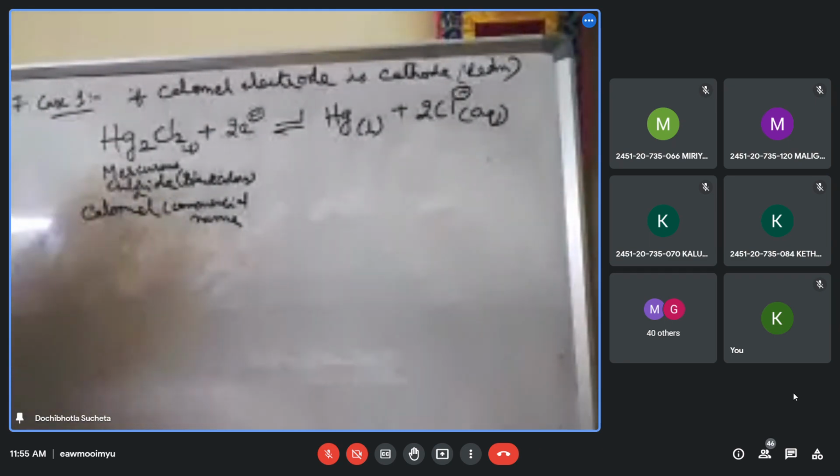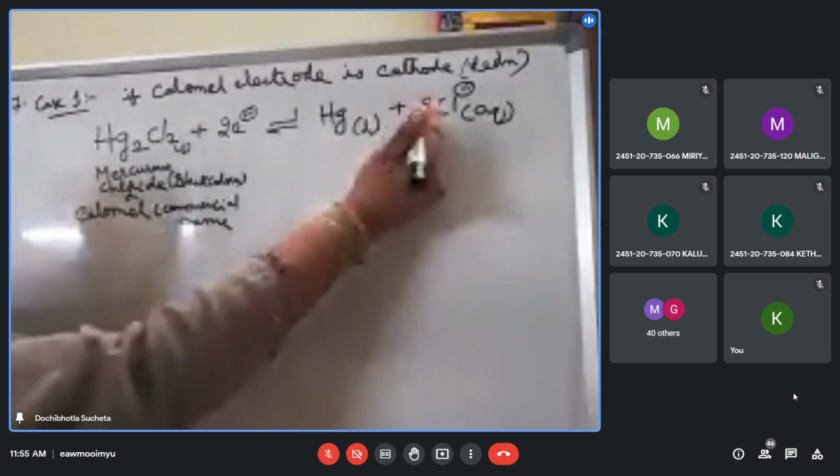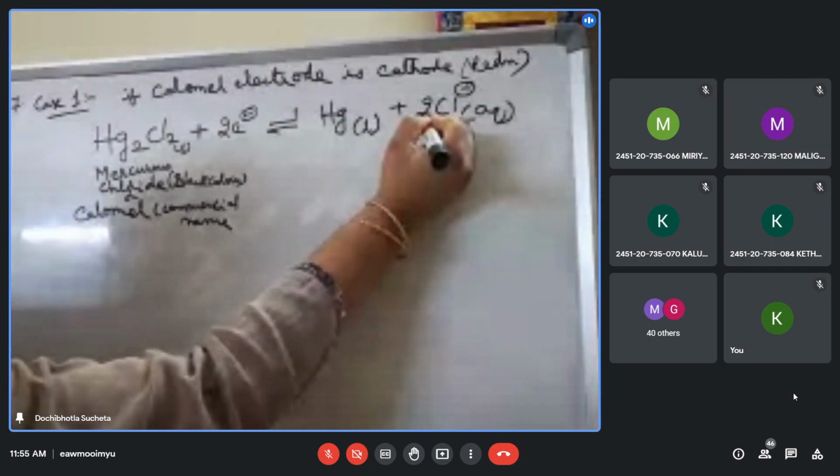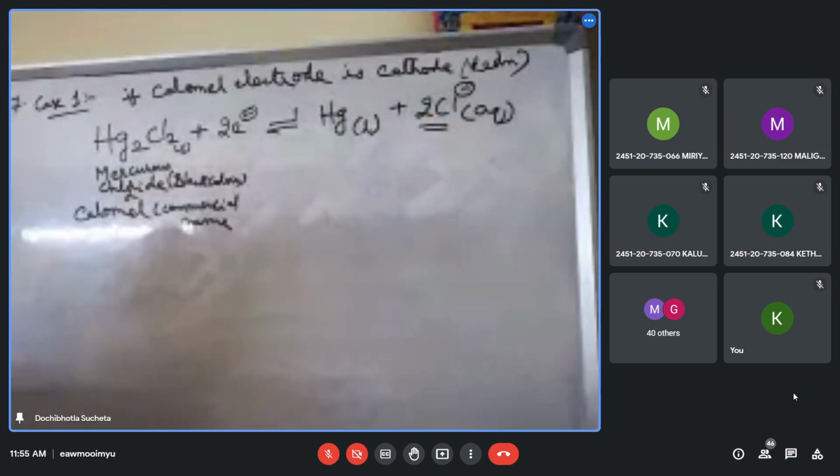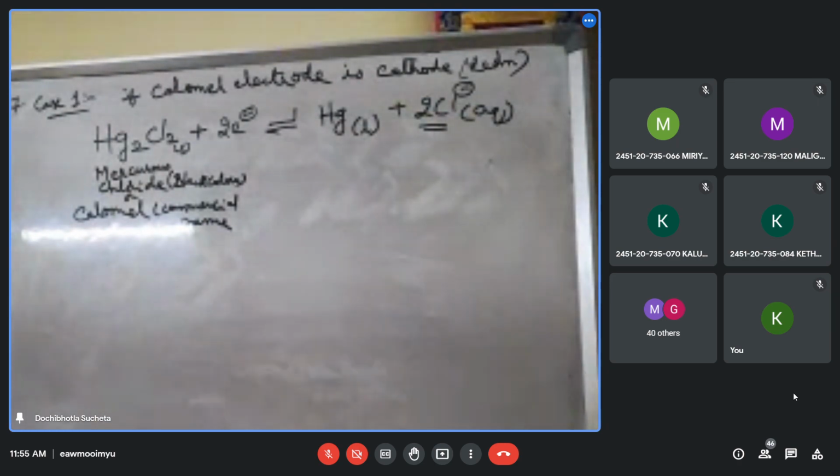So what will happen to the concentration of Cl minus ions in reduction? Increases or decreases? Come on, answer my question quickly. What happens to the concentration of Cl minus ions if calomel electrode is acting as cathode?